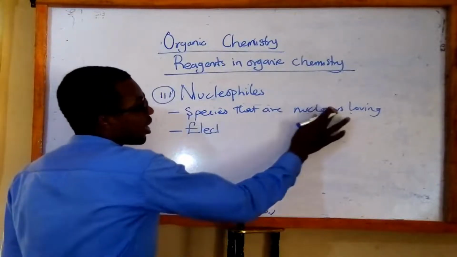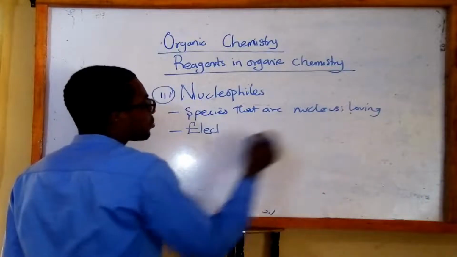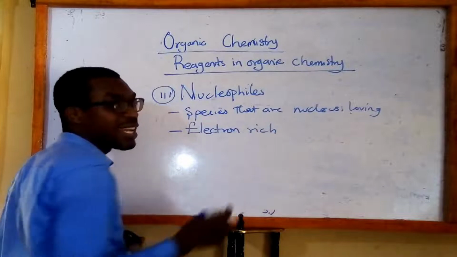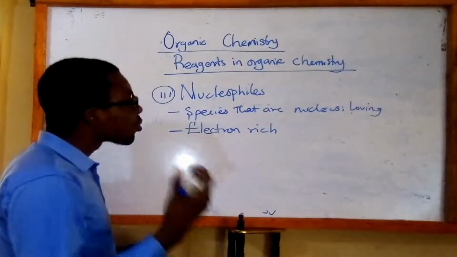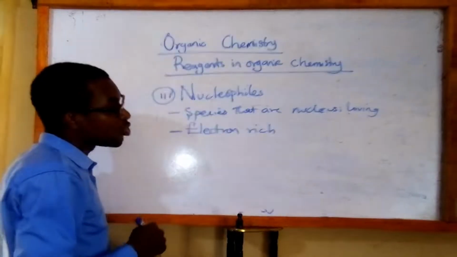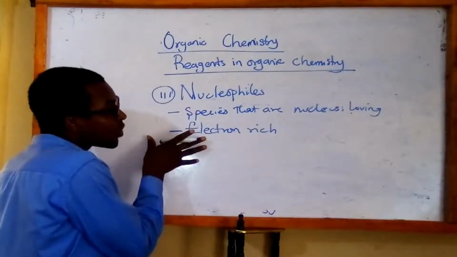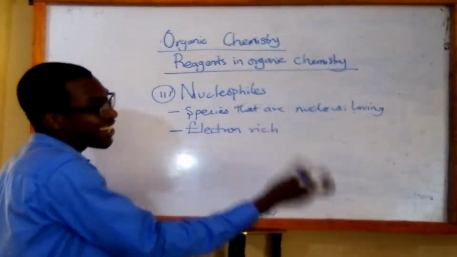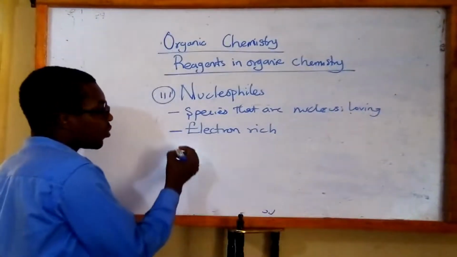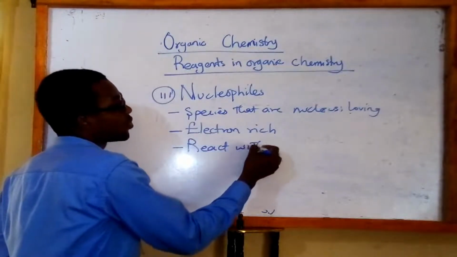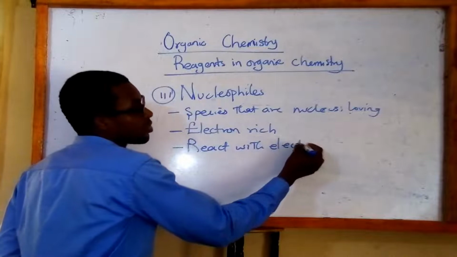They're electron rich, meaning that they have sufficient electrons, therefore they are said to be electron rich. Now, since they are electron rich, they will love to react with the nucleus that lacks electrons, and that is why they always react with what? The electrophiles. So they constantly react with electrophiles.